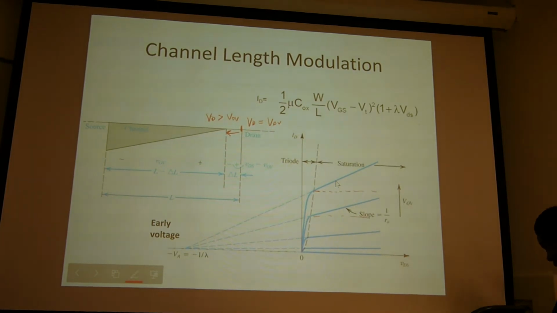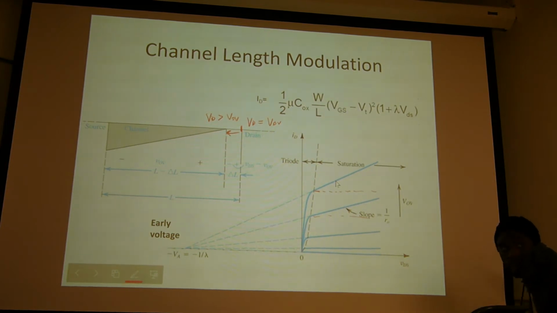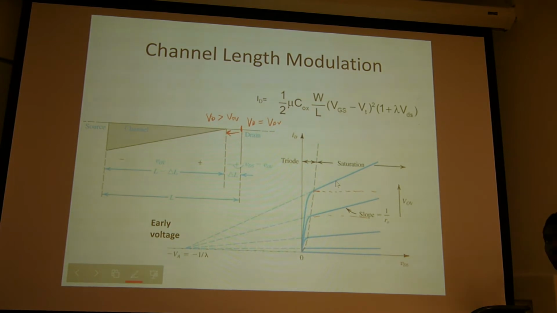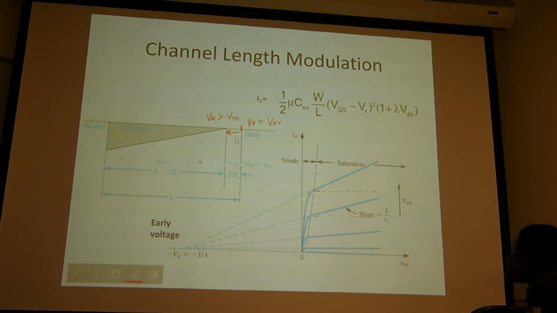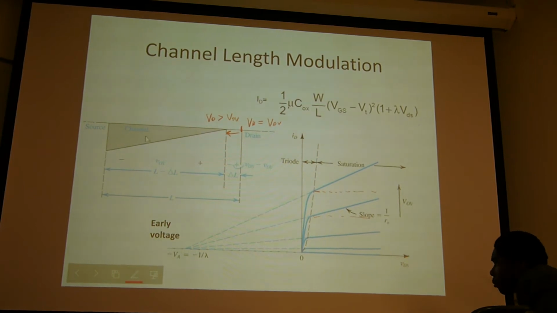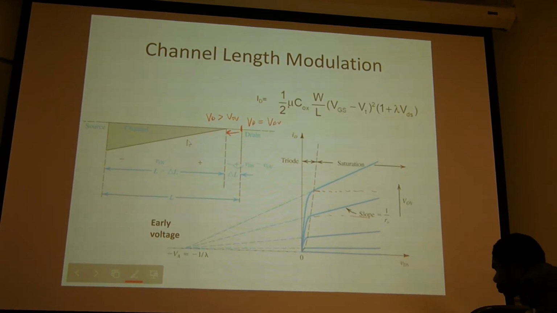In band diagrams, how is the channel length determined? When we have a band model, how do we determine the channel length? That's a very good question. In the band model, we don't really define the channel length.